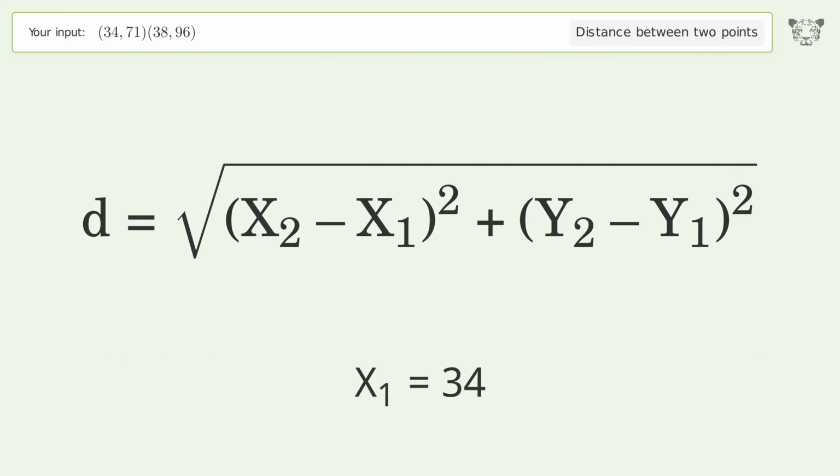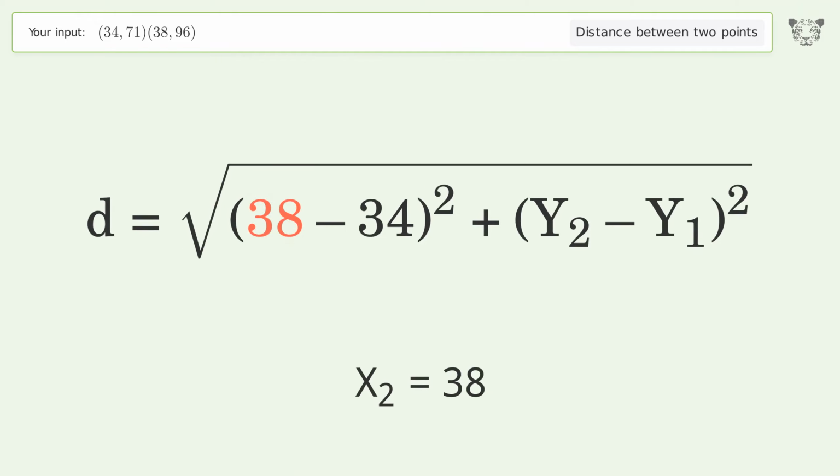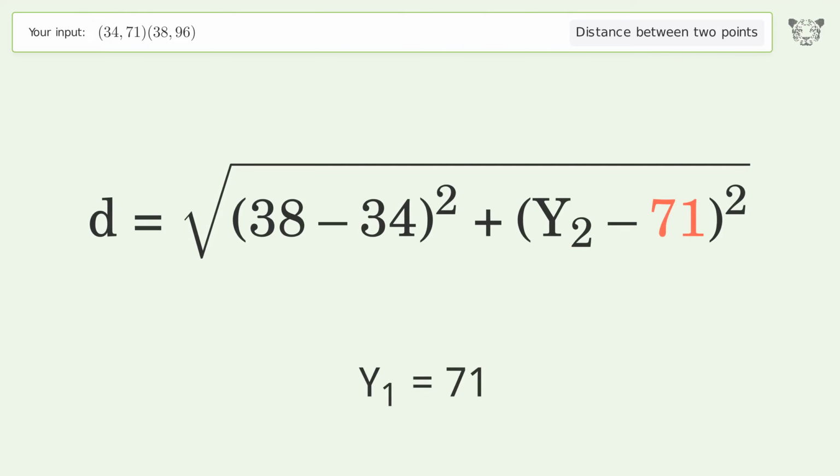x1 equals 34. x2 equals 38. y1 equals 71. y2 equals 96.